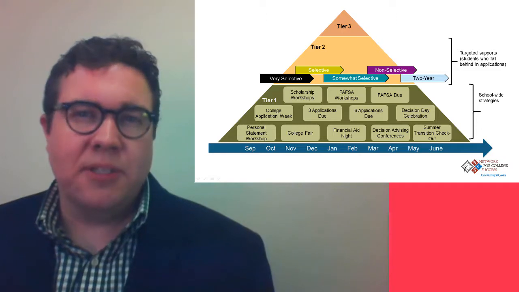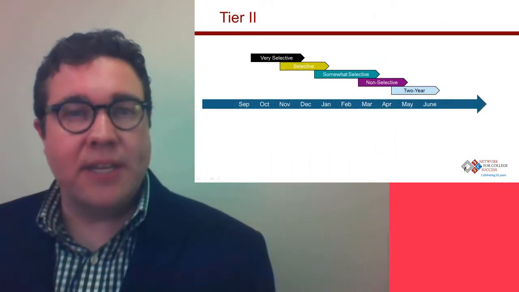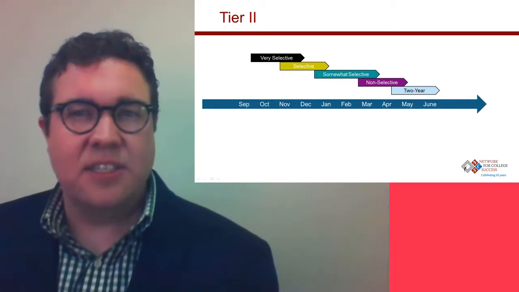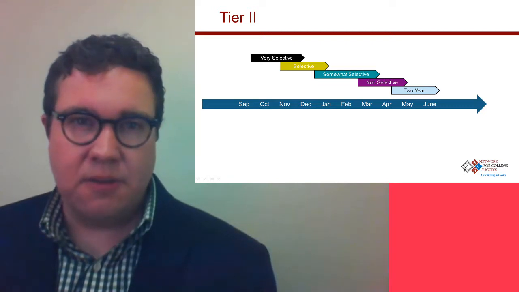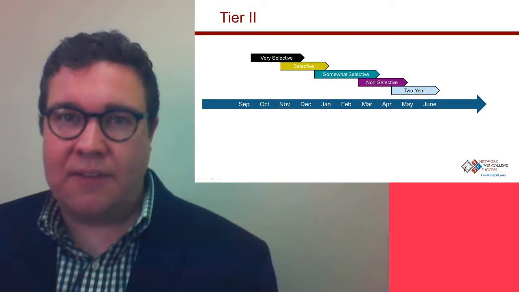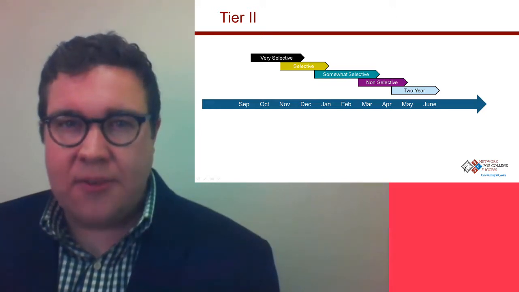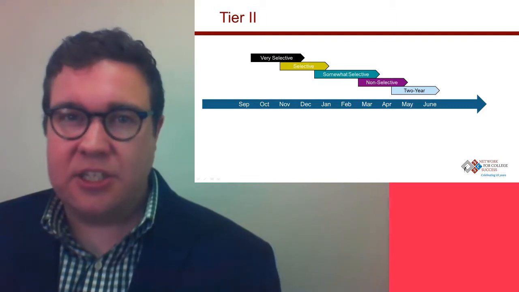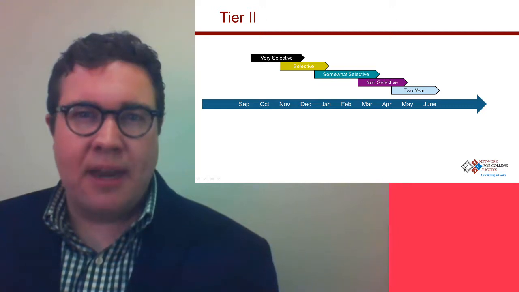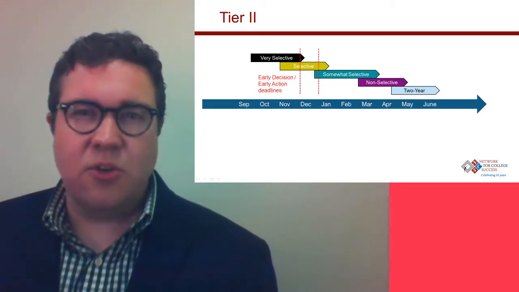The second tier of our multi-tiered model looks like a staggered timeline. At any given point in the timeline, only a subgroup of the senior class is even considered for those second-tier interventions. These subgroups are determined by the student's academic qualifications. Students with the grades and test scores that would allow them to be admitted to a selective college are targeted first.